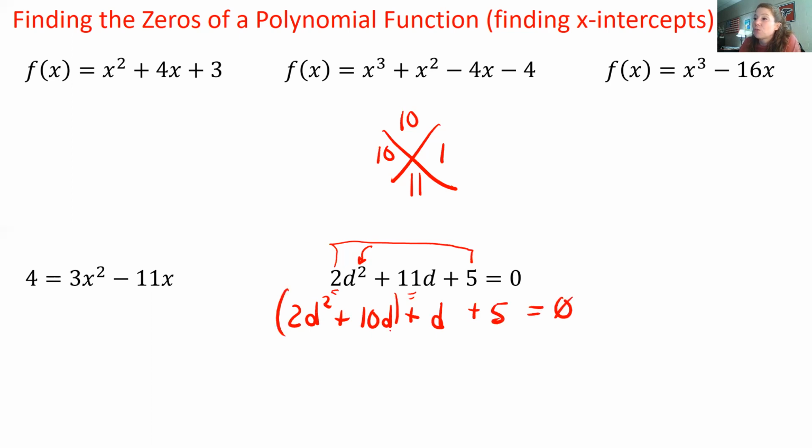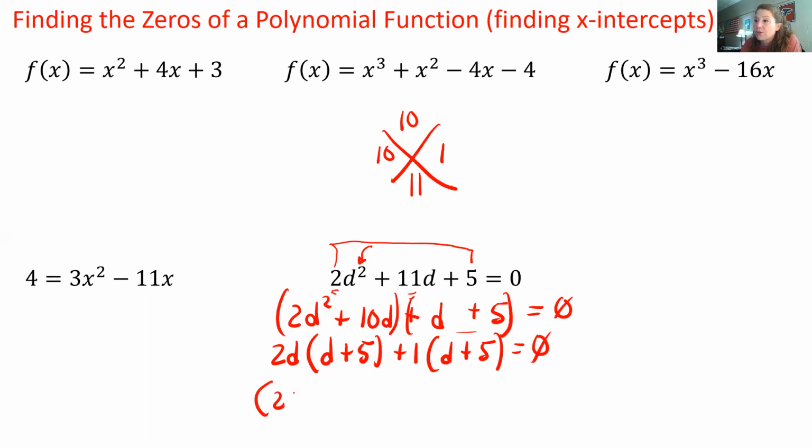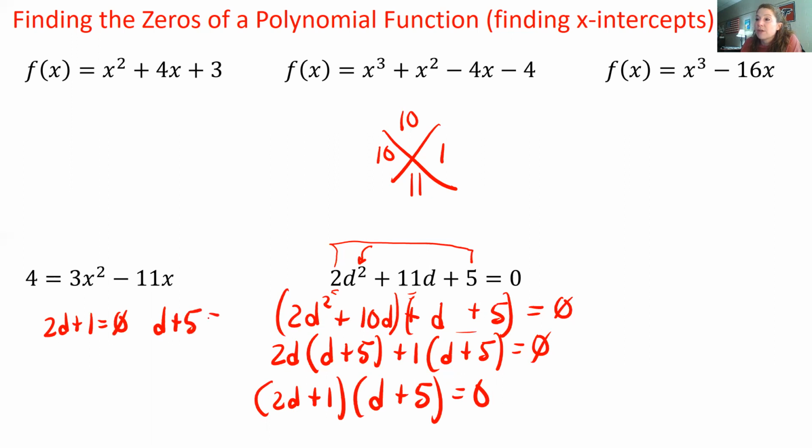And then I'm going to group. So my greatest common factor is 2d. So I get d plus 5, which matches this one, doesn't it? So I'm going to factor out a 1, and I get d plus 5. So then my 2 binomials are 2d plus 1 and d plus 5 equals 0. So I'm going to set 2d plus 1 equal to 0 and d plus 5 equals 0.